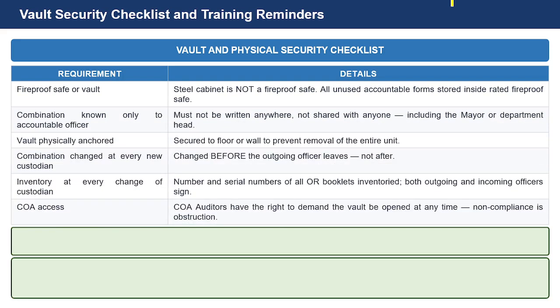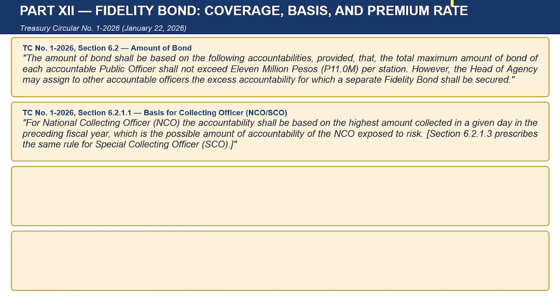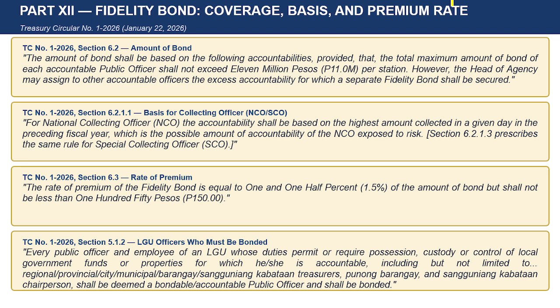Part 12. Fidelity bonding, one of the most practically important parts of this guide, because bonding issues silently expose accountable officers to genuine financial ruin. Treasury Circular No. 1-2026 requires the bond amount for any collecting officer to be based on the highest single-day collection figure recorded during the immediately preceding fiscal year, not an outdated or convenient estimate. This ensures the bond tracks real, current financial risk, rather than remaining frozen at a historical figure that no longer reflects present-day collection volumes. Next slide.